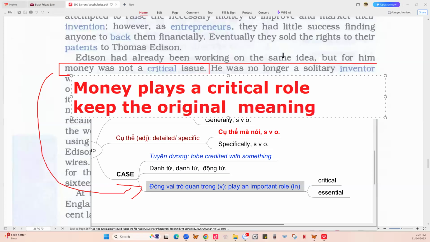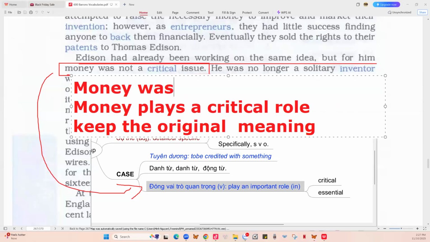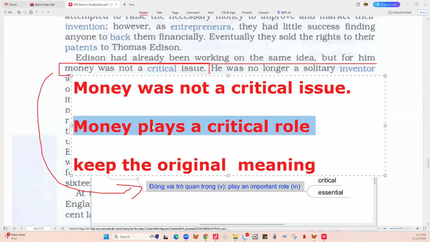So money was not a critical issue. English again, please. Cái câu gốc của nó là cái gì ạ? Câu gốc của nó là money was not a critical issue. Có nghĩa là gì? Tiền ok không phải là một cái vấn đề thiết yếu. Thì câu mà mình chuyển là tiền ok plays a critical role là đúng hay là sai? Khi mình chuyển, mình sử dụng cấu trúc mới thì mình phải giữ được cái nghĩa nó. English again, please. Money wasn't a critical issue, but it plays.